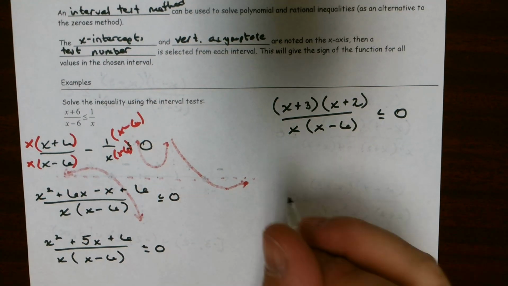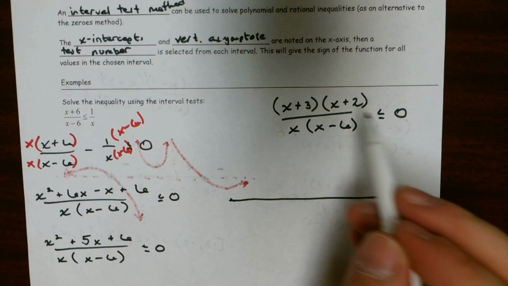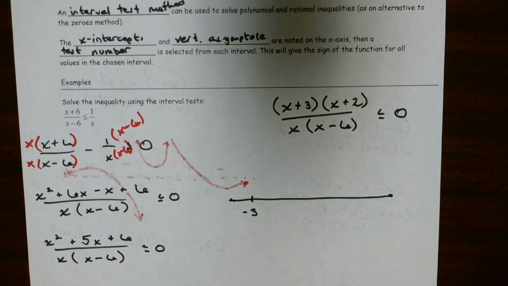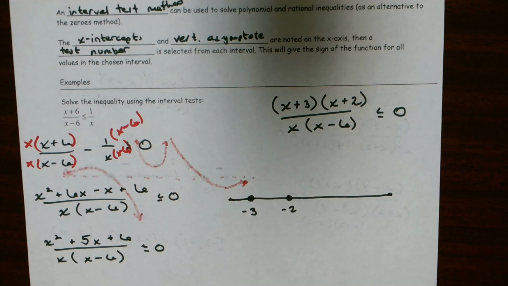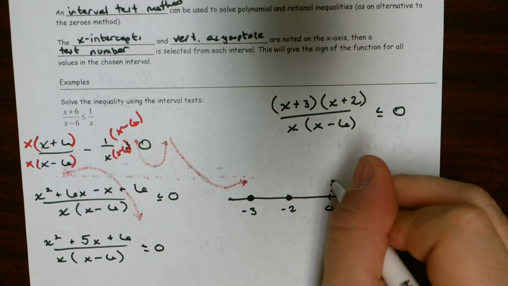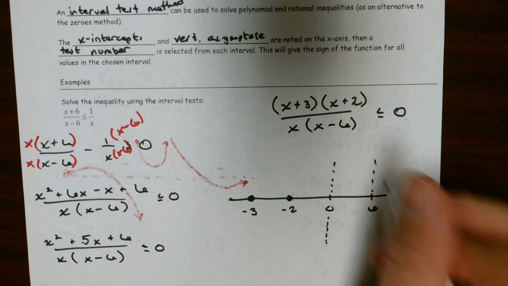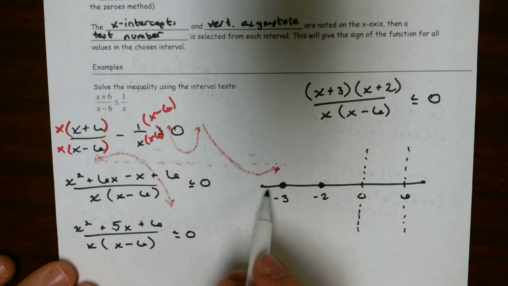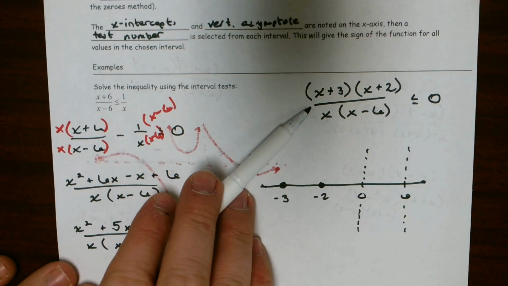Okay, so bottom line, set the top equal to 0 to find your x-intercepts. So negative 3 and negative 2 are going to be x-intercepts. x equal to 0 is going to be a vertical asymptote, and 6 is also going to be a vertical asymptote. So we have a bunch of intervals that we can test. Essentially you're just picking random numbers. It doesn't matter which one; you can pick any numbers you want, and then you plug them into your function and see if you get a positive number or a negative number out.